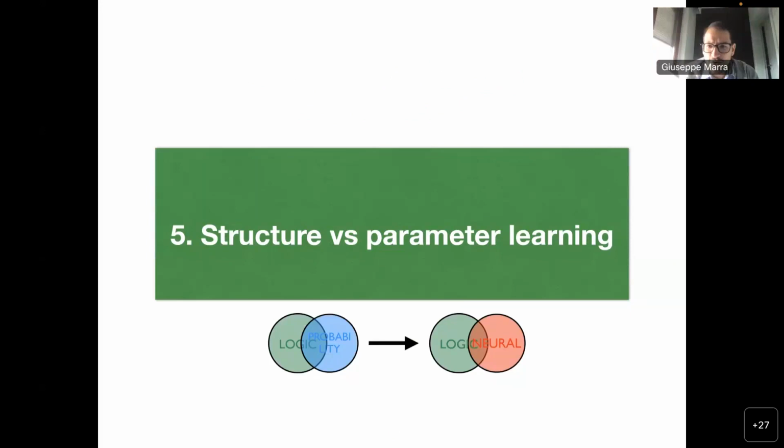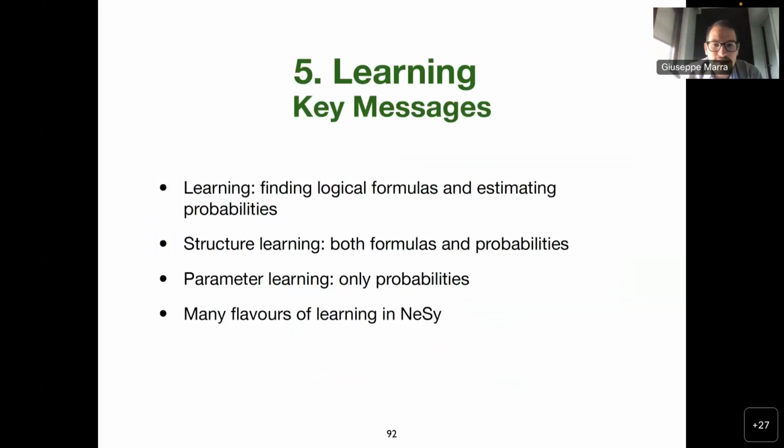So let's move now to another dimension that can be used to make this comparison between statistical relational AI and neurosymbolic, which is a learning dimension. And in particular, we will pose structure versus parameter learning, one versus the other. So in general, in StarAI, learning concerns finding logical formulas or estimating the probabilities of the model. Now, in structure learning, you are interested in both. So you want to learn both the formulas and the probabilities, while in parameter learning, you are only interested in the probabilities while you consider the structure as given.